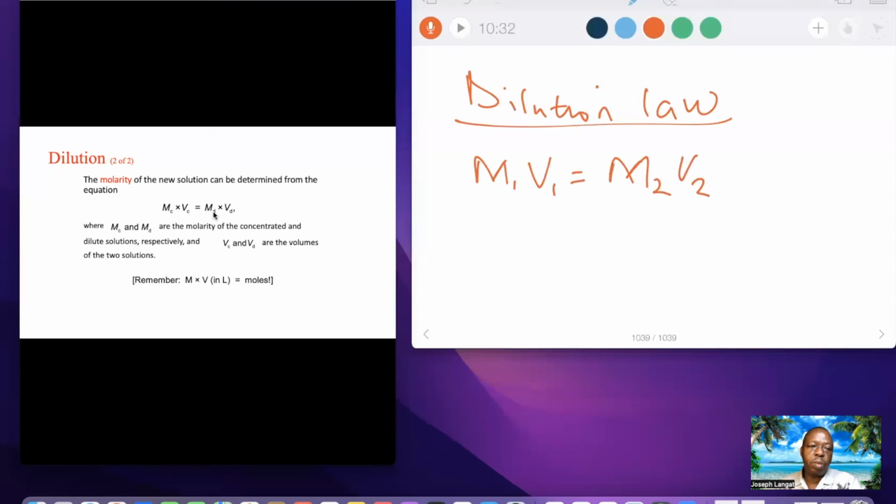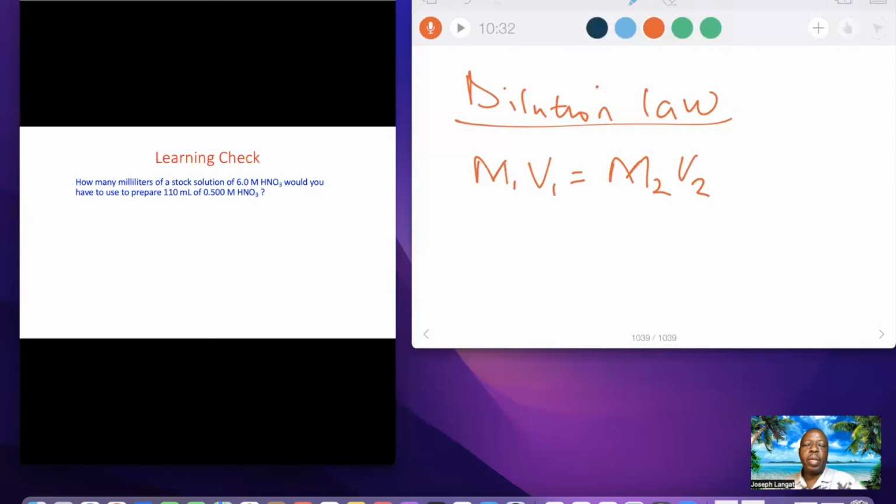the molarity of the dilute solution, the volume of the dilute solution. So remember that, okay? By reading the problem, you will have a sense of which one is the concentrated solution. For example, what is the final concentration of this and that, okay?